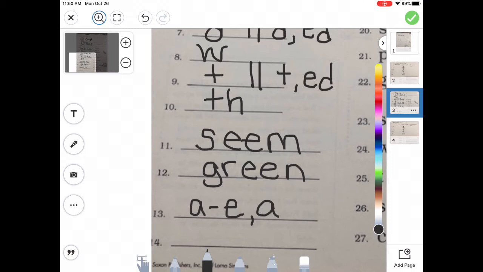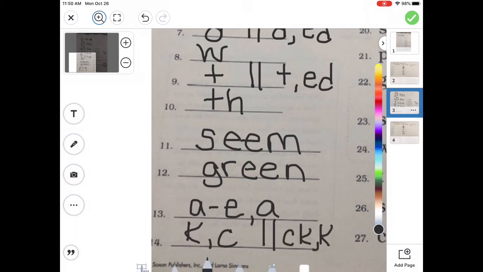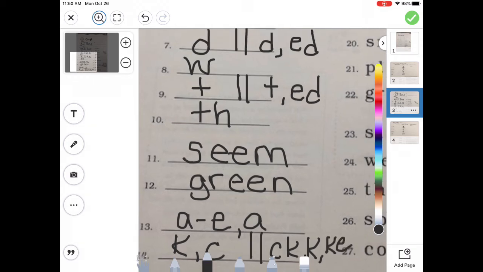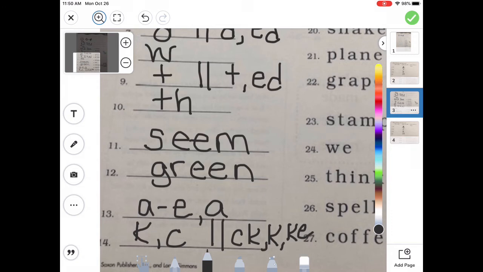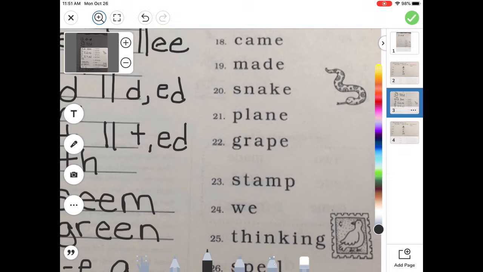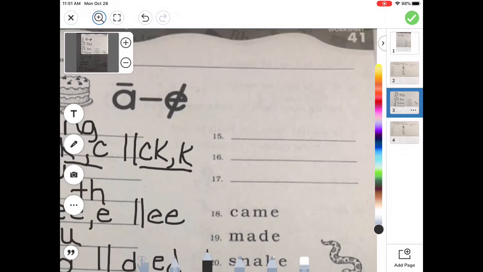Now here's a really tricky one. Are you ready? Let's try the K sound. The K sound. So now we have K, comma C. You ready? Then the endings, we have CK, and comma K, and then a new one, KE, because we added that. Remember, you spell KE for the K sound at the ending if it's after a long vowel sound.